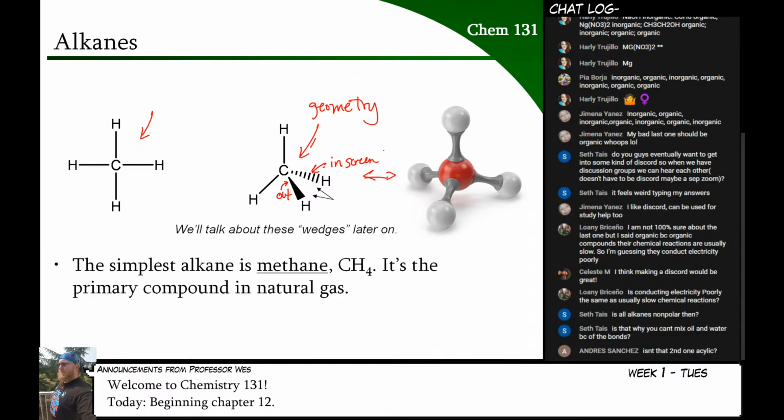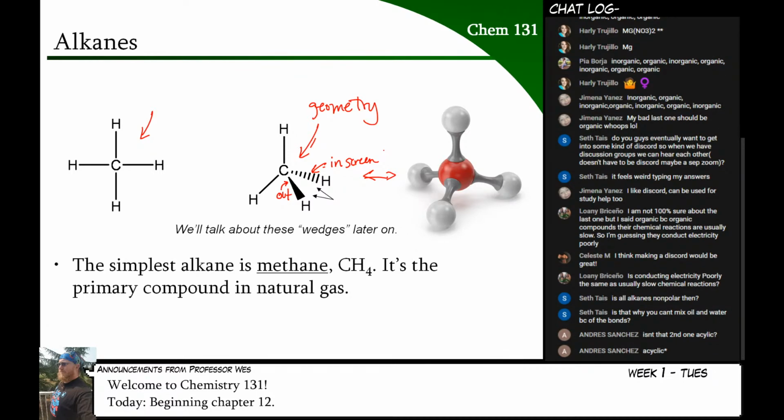Isn't that second one acyclic? Not sure if that's a typo. Acyclic, okay. Acyclic means it does not form a circle. So we don't have a ring of atoms. So technically, yes, but we haven't even gotten to cyclic compounds yet. Anyway, that'll be the end of chapter 12.